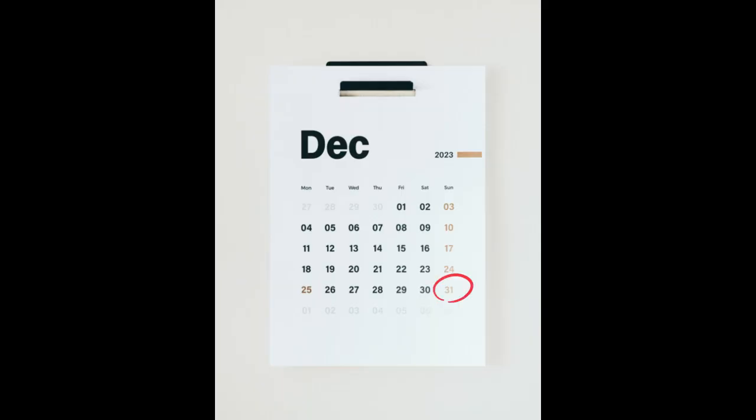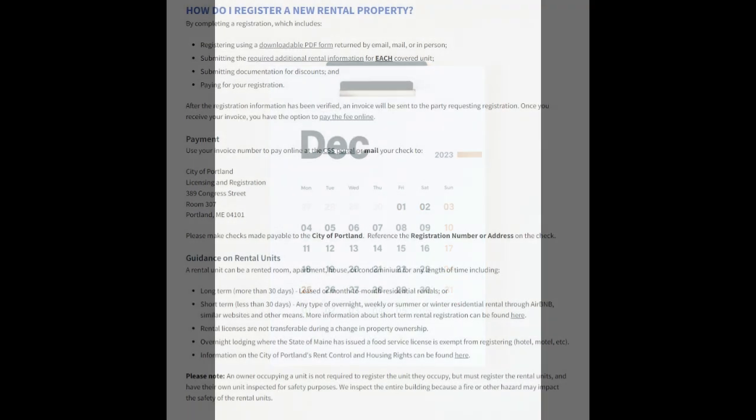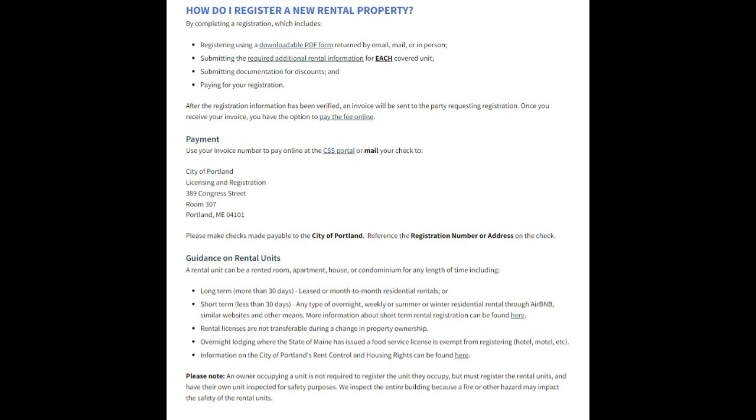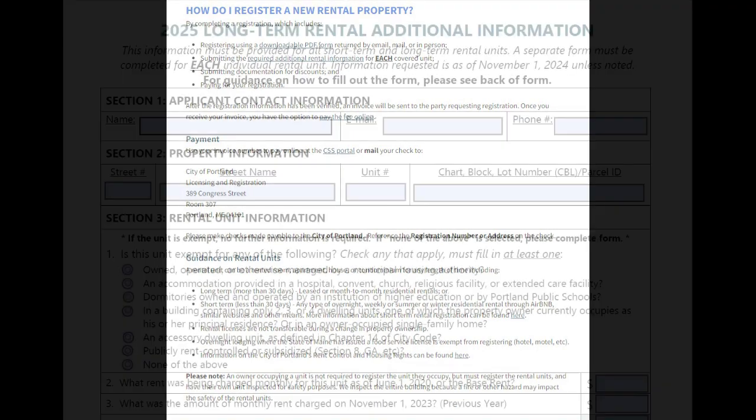Rental license renewals are due by December 31st every year in order to be issued a rental license for the following calendar year. This form is also part of the initial application for registering long-term rental properties. We'll go over a few different scenarios in this video.